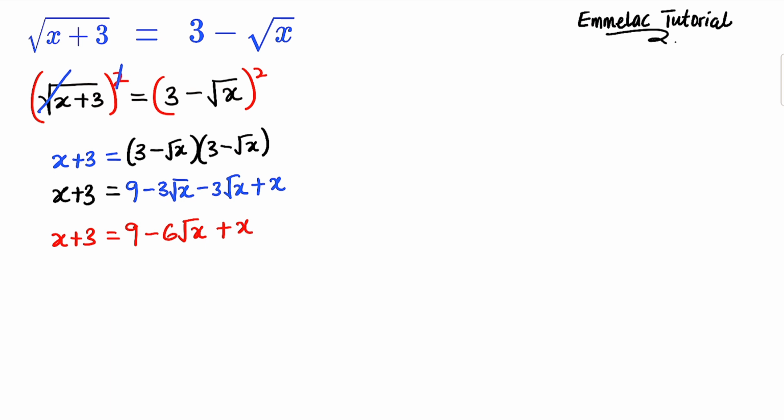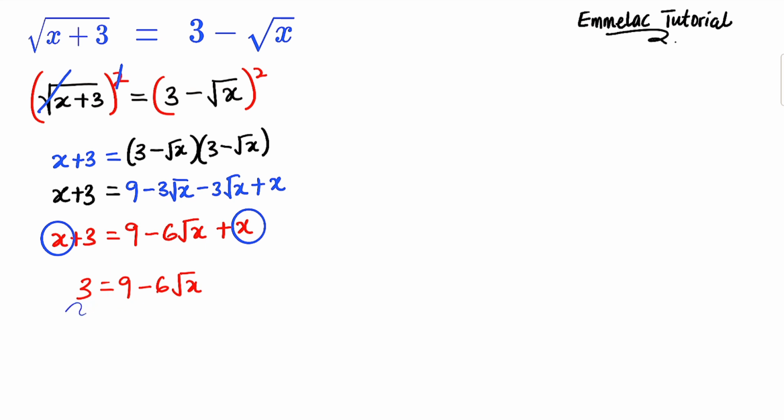Now but let's just do a quick one. You can see here you have x on the left hand side and you have x on the right hand side. Since both of them are positive and they are opposites of each other, you can just clear that off, leaving behind 3 equals 9 minus 6 root x.